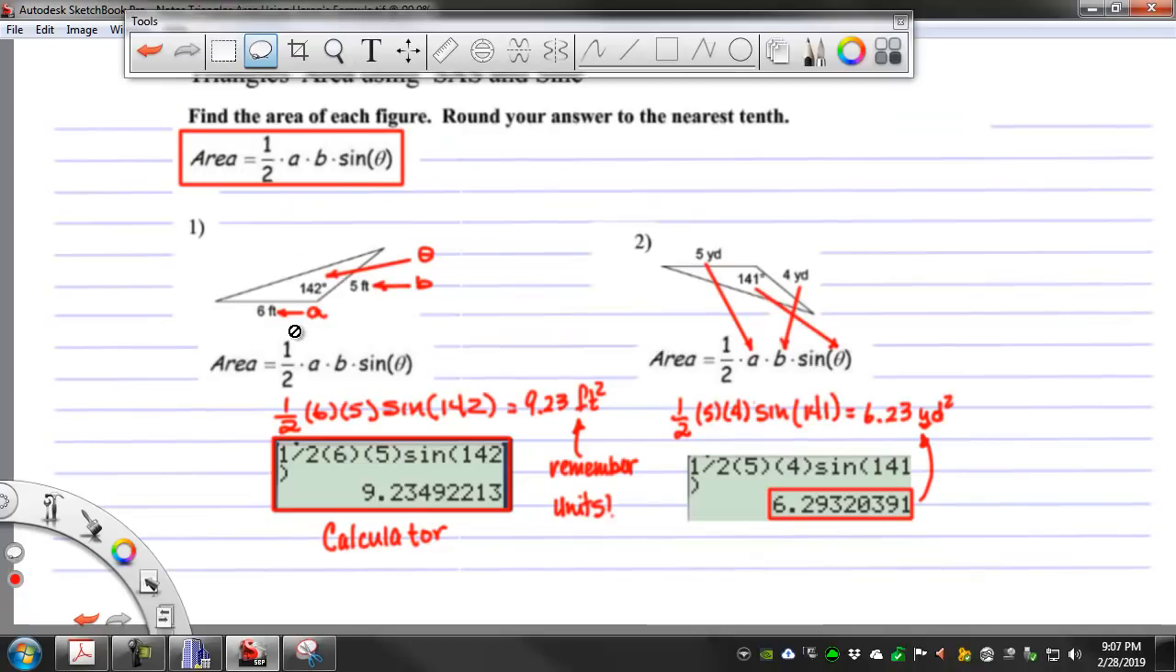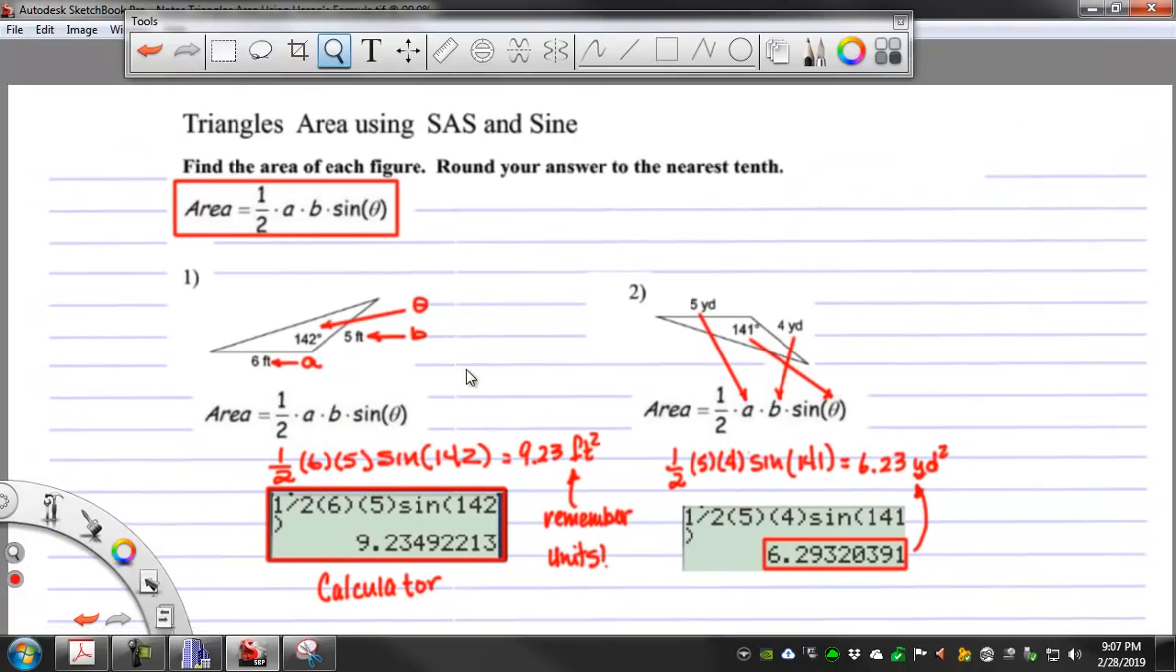So in this next video, we are finding the area of a triangle using side, angle, side, and the function of a sine. So the area equals 1/2 times side A times side B times the sine of theta, where theta is the angle that's given, and then A and B can either be one side or the other side. It really doesn't matter. These problems are very, very simple.